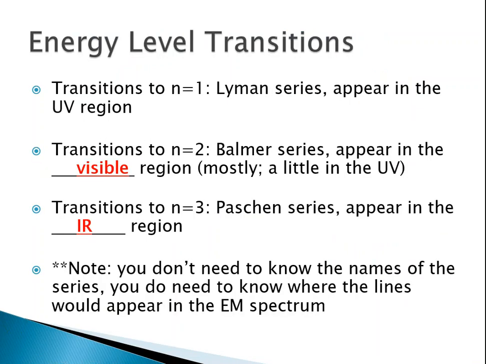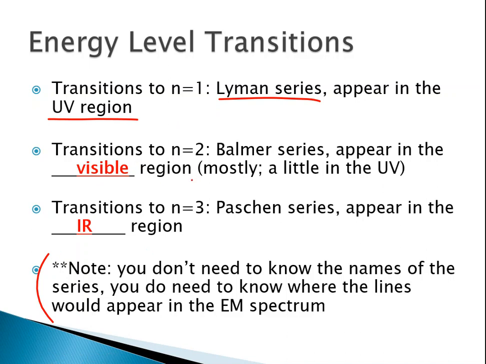Different transitions produce different types of radiation. So transitions to n equals 1, like we just said, will appear in the ultraviolet region of the spectrum, and we call those lines the Lyman series. Now don't worry too much about the names of the series. You don't need to know the names, but you do need to know the type of radiation that will be released for a particular transition.